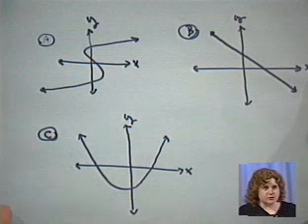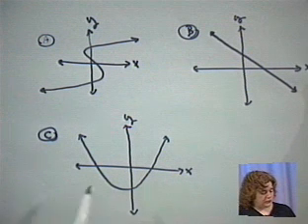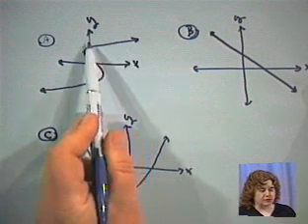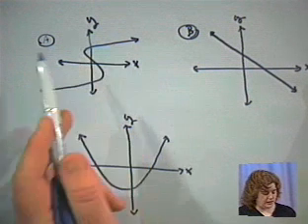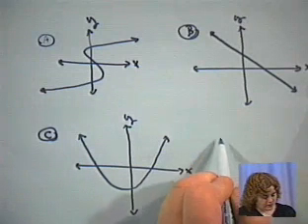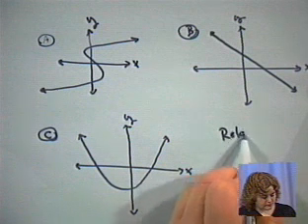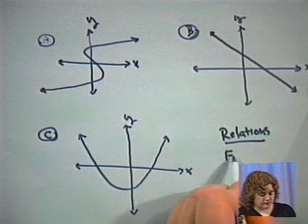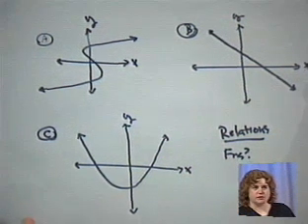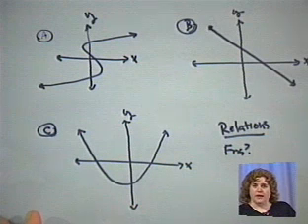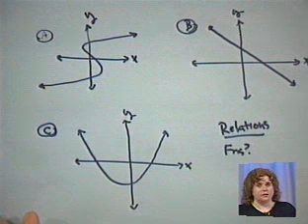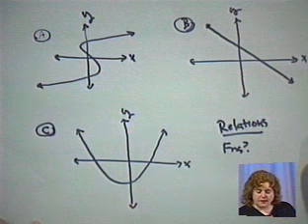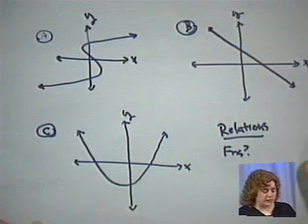Now, each of these is a relation. If we look at this, we can pick an x. We could go up to the graph and we could read off a y. We could put an x in and get a y out. We have relations. The question is, are they functions? Those special kinds of relations where every x has exactly one y. X does not have 2 y's associated with it. One way we can test this is with a vertical line test.